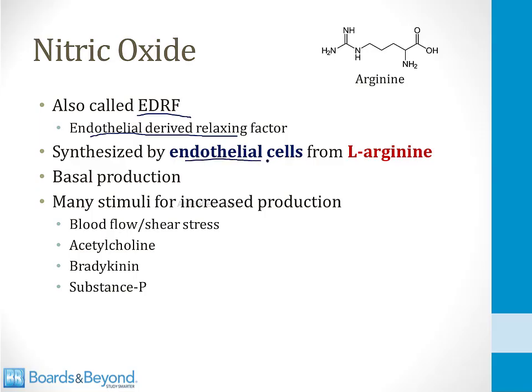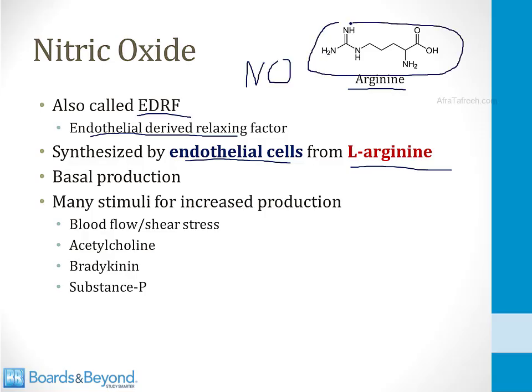It's synthesized by endothelial cells from the amino acid L-arginine. This is the structure of arginine on the screen here. Nitric oxide is just a nitrogen bound to an oxygen, and you can see that arginine has lots of nitrogens and oxygens in it that can be used to make nitric oxide. At the basal level, endothelial cells always produce some amount of nitric oxide, but there are many stimuli for increased production. These include the amount of blood flow or shear stress on the endothelial cells, also other substances like acetylcholine, bradykinin, and substance P. All of these things can cause endothelial cells to make more nitric oxide.